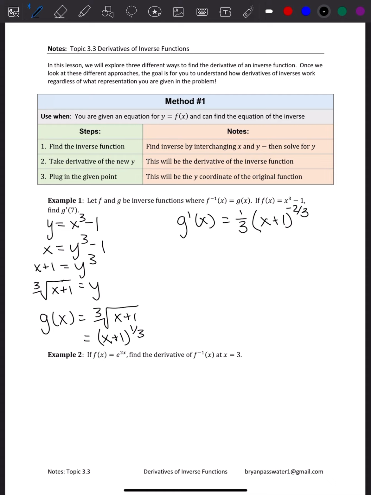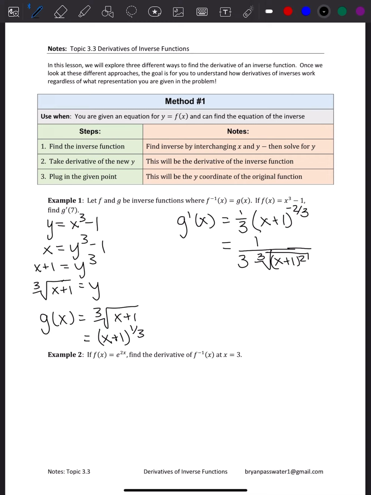I'm going to rewrite this because we're going to be plugging in 7. So I have 1 divided by 3 in the denominator. Our x plus 1 has a negative exponent with it, so I know x plus 1 is going to go in the denominator, and that 2/3 makes it the cube root of x plus 1 squared.